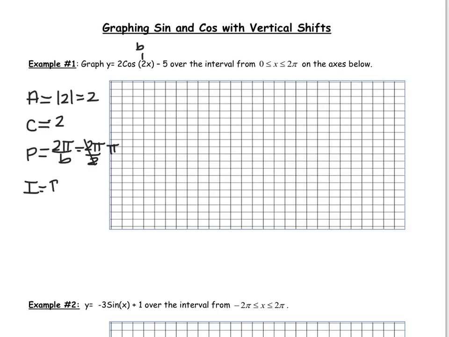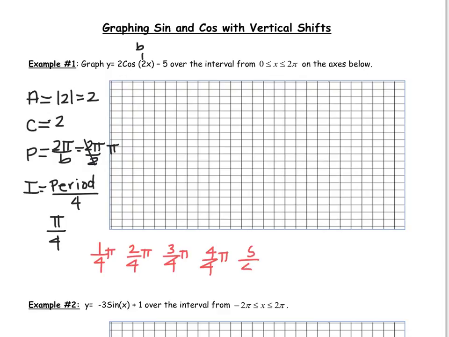And the interval is defined as period over 4. So the interval is pi over 4. So this is what we are going to count by. So again, we're going to count 1/4 pi, 2/4 pi, 3/4 pi, 4/4 pi. Now that just gets us to 1 pi. We've got to keep going. So 5/4 pi, 6/4, 7/4, and then last but not least, 8/4.